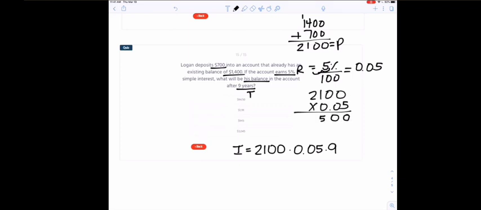5 times 0 is 0, 5 times 0 is 0, 5 times 1 is 5, 5 times 2 is 10. There's 2 numbers behind the decimal point in the question, which means there'll be 2 numbers behind the decimal point in the answer. And now that I multiply these two together, I'm going to rewrite this as 105 times 9. So now I'm going to multiply 105 times 9.